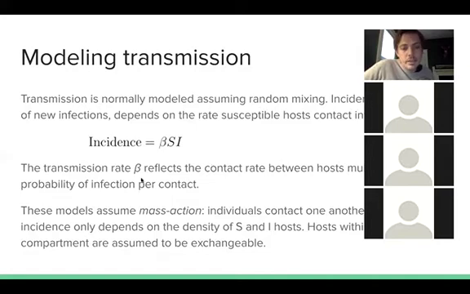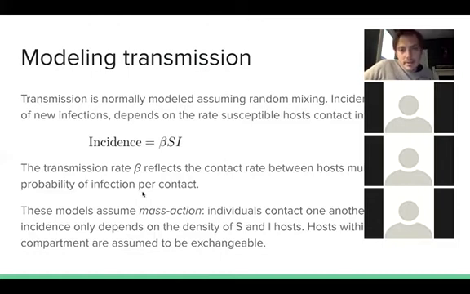But we actually generally try and capture with beta two different processes at once. We try and capture the overall contact rate at which different individuals are coming into contact, and then the probability of an infectious contact occurring when that contact happens. So we can think about the transmission rate beta as being the rate at which potentially infectious contacts occur between susceptible and infected hosts in the population.